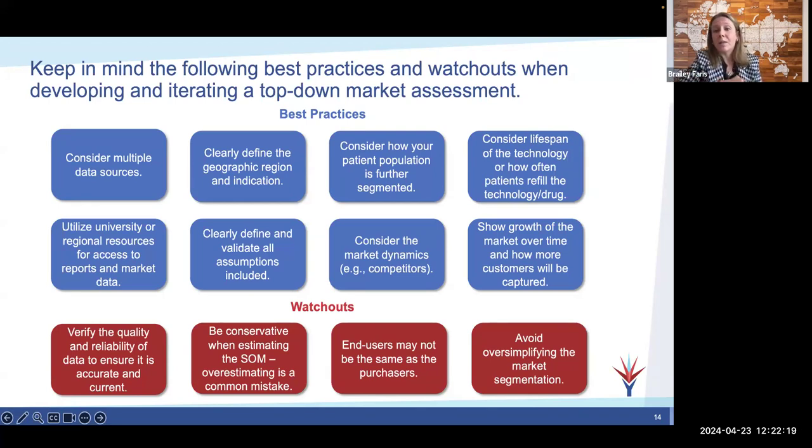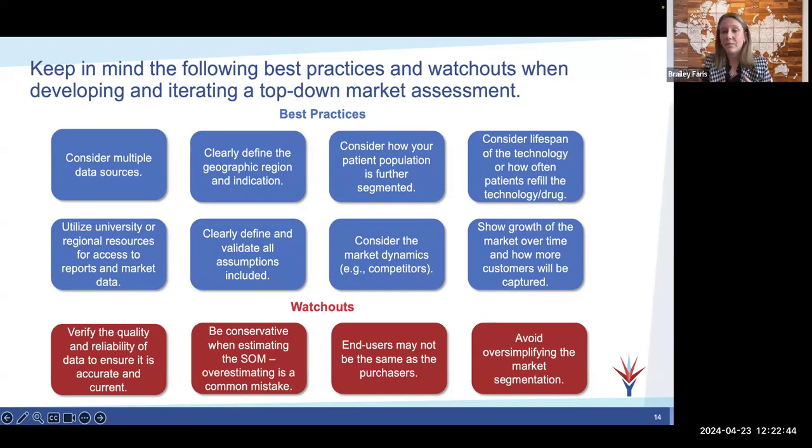Considering how your patient population is further segmented from that total patient population is important. For example, considering if there's a population that would most benefit from your technology in the short term that maybe doesn't have their needs met by current competitors or solutions in the market. And that will help break down that total patient population in the TAM to something that's a bit more nuanced and segmented with the SAM.